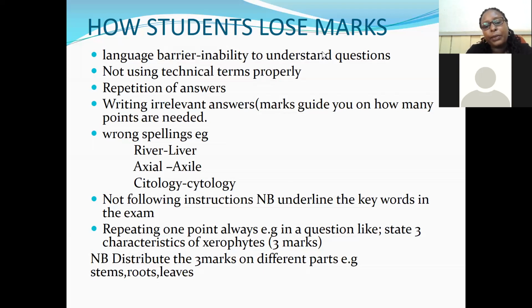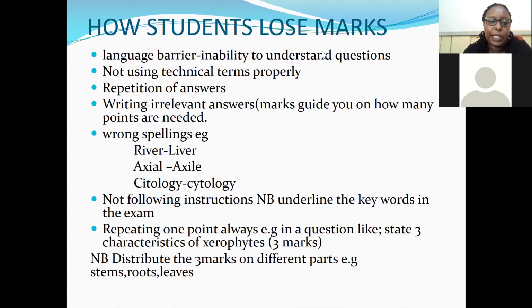If the question is going to tell you to state 5 advantages, the keywords there would be state, that is a keyword to be underlined. 5 is also another keyword to be underlined. The other keyword is advantages. So that one is going to help the learner and also guide the learner in answering the question.